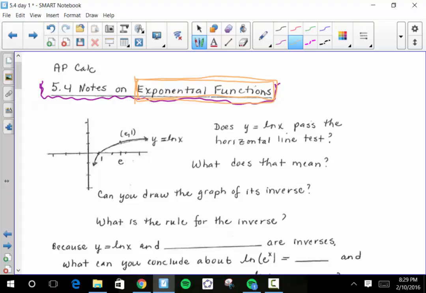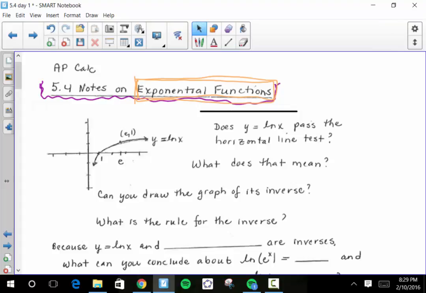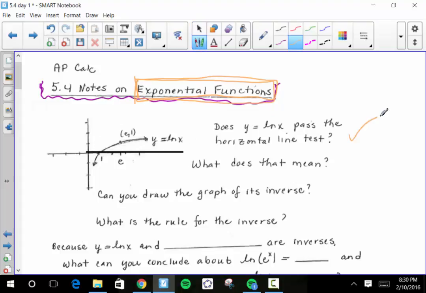Here we've got this function y equals natural log of x, which is not exponential. No, it is not. And the first question that I have for you is, does y equals natural log of x pass the horizontal line test? If you had a horizontal line, you could just drag that around on here and see if it does pass that test. And sure enough, it does pass that test. So we can kind of check that off.